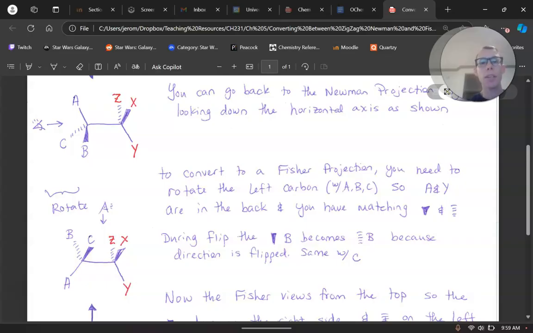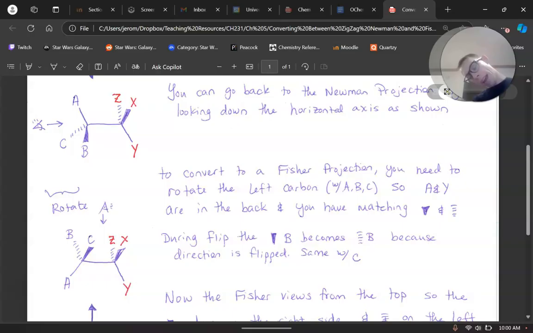In a Fisher projection, unlike a Newman where we're looking directly along the front carbon, back carbon bond, we're going to be looking from the top. And now if you see my eyeball up at the top, both X and Z and C and B are all going to be coming up, trying to hug the eye, and A and Y are going to be going away from us. The only thing you need to figure out is what's going to be at the top and what's going to be at the bottom.